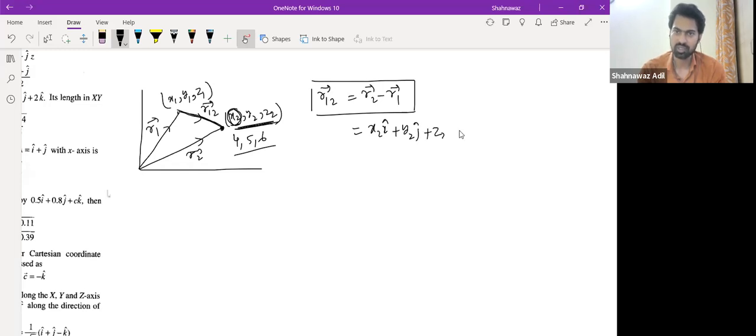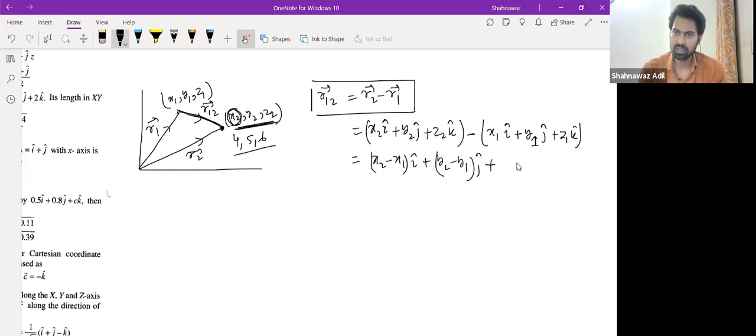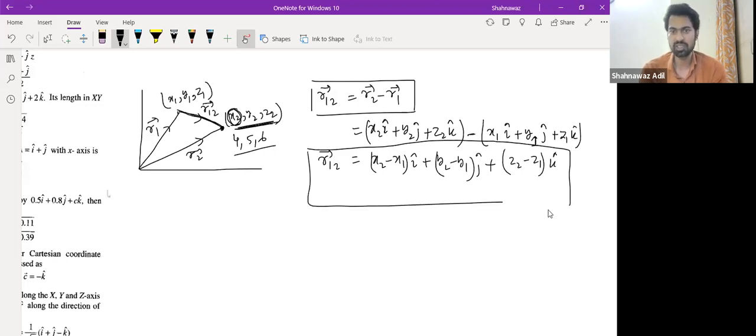And Rishita, what would be R12? It would be x2 minus x1 i cap plus y2 minus y1 j cap plus z2 minus z1 k cap. So if two position coordinates are given, this is how we calculate the displacement vector.